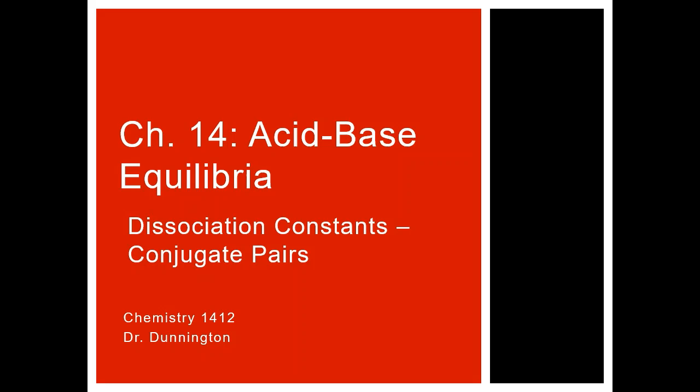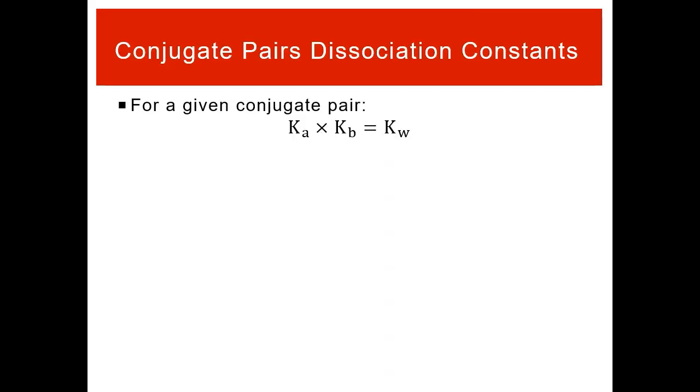We want to continue exploring dissociation constants. We want to look at them within the context of conjugate pairs. So if you have a conjugate pair, remember the conjugate acid-base pair, molecules that are different by the H+ transfer. If you take the Ka of the conjugate acid and you multiply it by the Kb of the conjugate base, that will be equal to Kw. And that Kw is the equilibrium constant for the reaction of water with itself to make hydroniums and hydroxides.